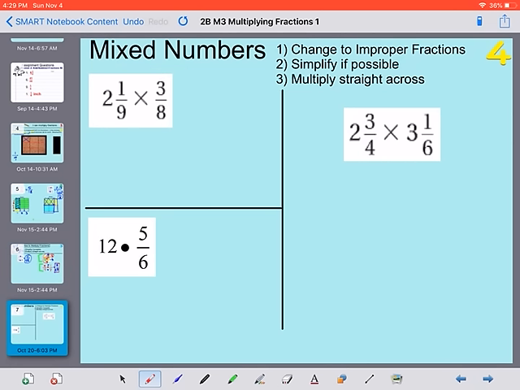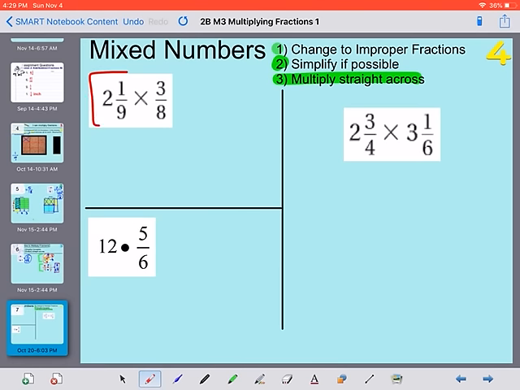Let's keep going. We have the same thing. We're going to multiply straight across. But first we have a couple directions. It says change any fraction to an improper fraction first. Simplify, and then, like I said, multiply straight across.